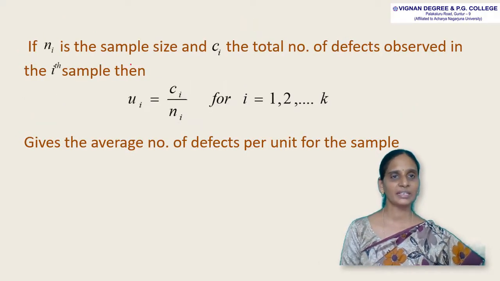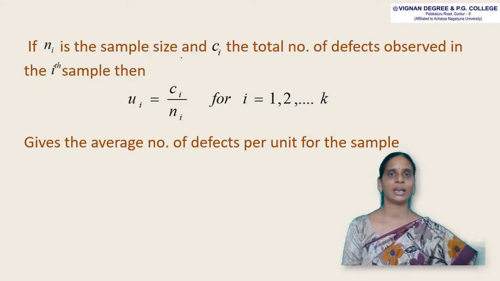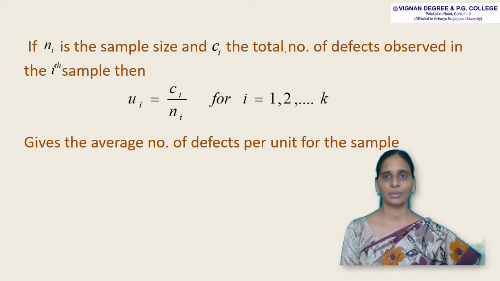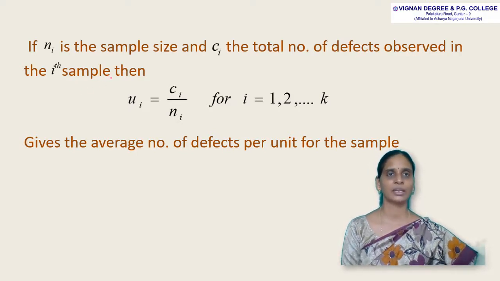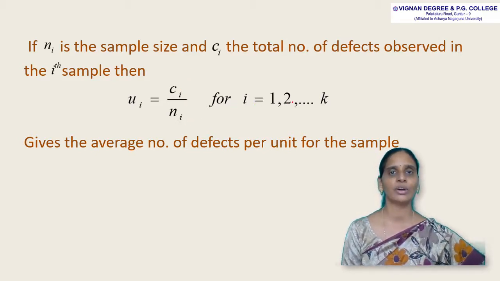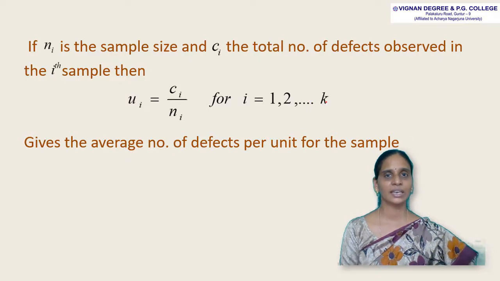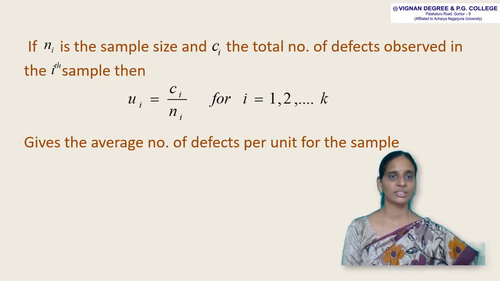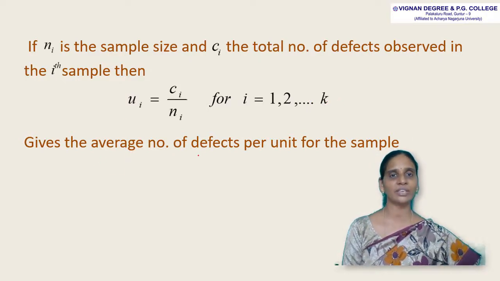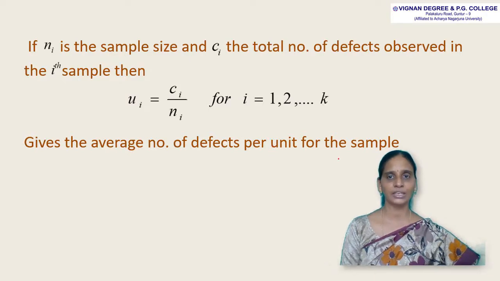If ni is the size of the sample and Ci is the total number of defects observed in the ith sample, then Ui is equal to Ci divided by ni for i equal to 1, 2, 3 and so on up to k samples. So this value gives the average number of defects per unit for the sample.